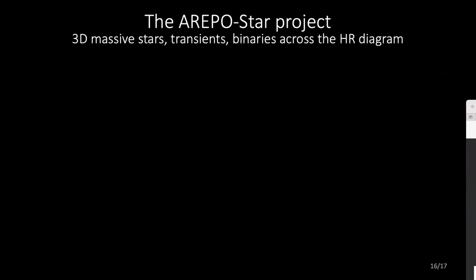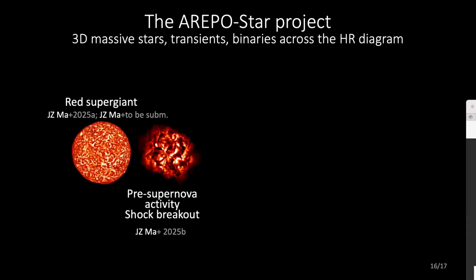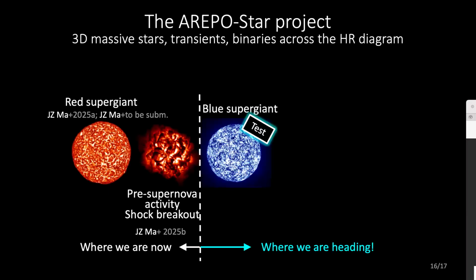And this is only the beginning, because we have some other plans to probe these 3D massive stars, transients and binaries across the Hertzsprung-Russell diagram. So the general idea is that now we are simulating this red supergiant. We're looking at their pre-supernova activity. So this is where we are now. But in the future, we actually want to expand this grid to other types of massive stars. For example, I have a test simulation for this blue supergiant, which is hotter than this red supergiant. And there we want to ask the question in observations, for example, in TESS, a telescope that tries to observe planets. They also see variability in this blue supergiant. And we want to explain this.